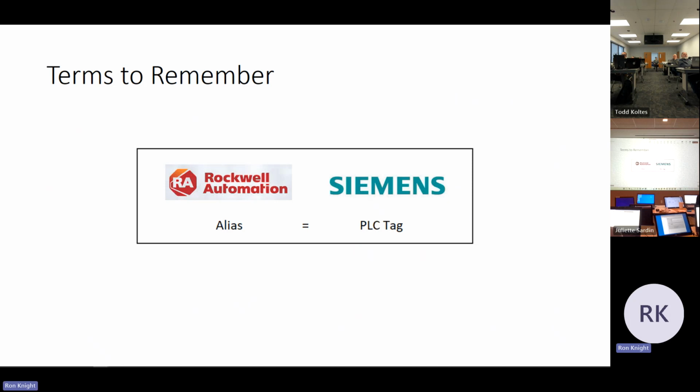Quick term to remember, and we've got a bunch of these throughout the day, but in Rockwell, you call them an alias. In Siemens, they're called a PLC tag. Other than that, they are pretty much interchangeable.